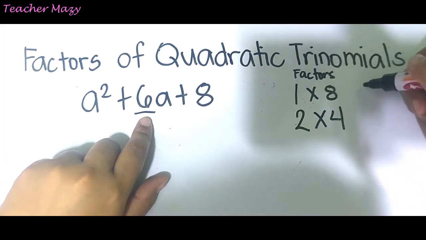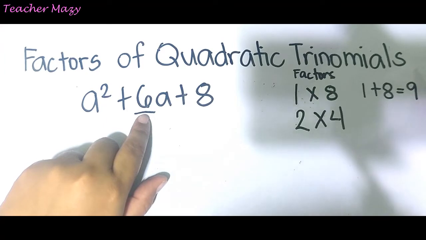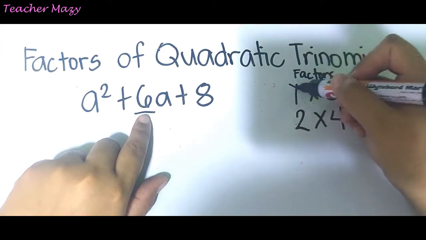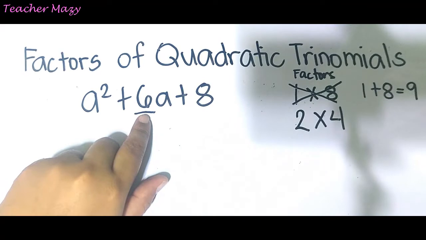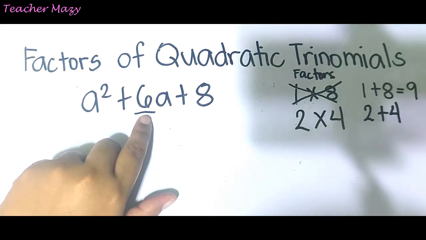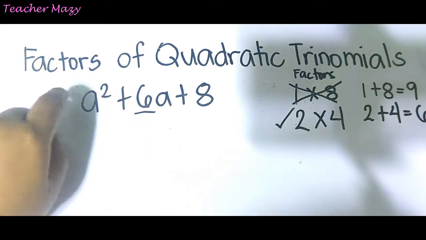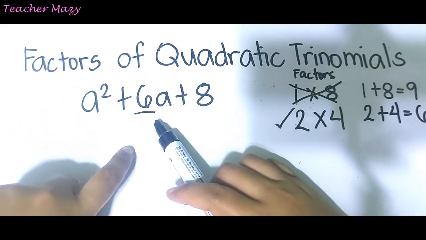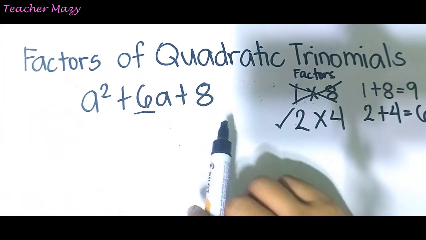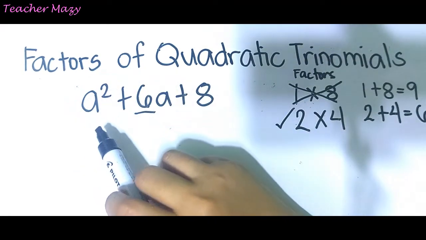If we add 1 and 8, this is equal to 9, and we are looking for positive 6. So we cannot use this factor. Next is 2 plus 4. That is equal to positive 6. So this is the factor that we will use for this quadratic trinomial. Now we already know the factors. Let's focus on this quadratic trinomial now.